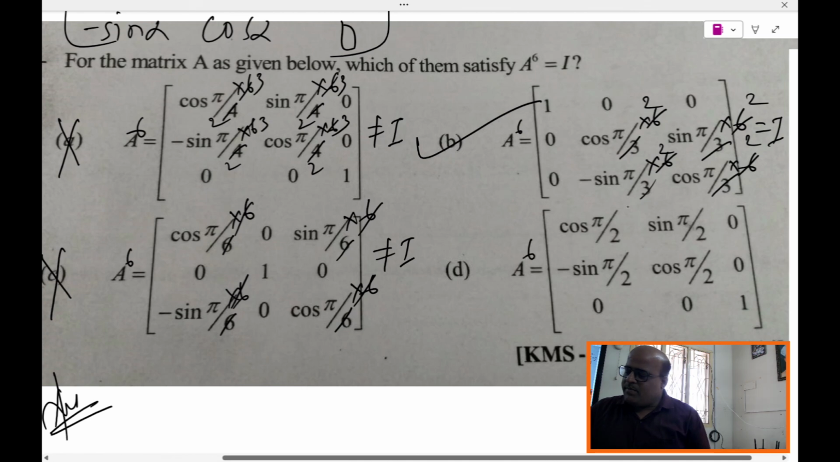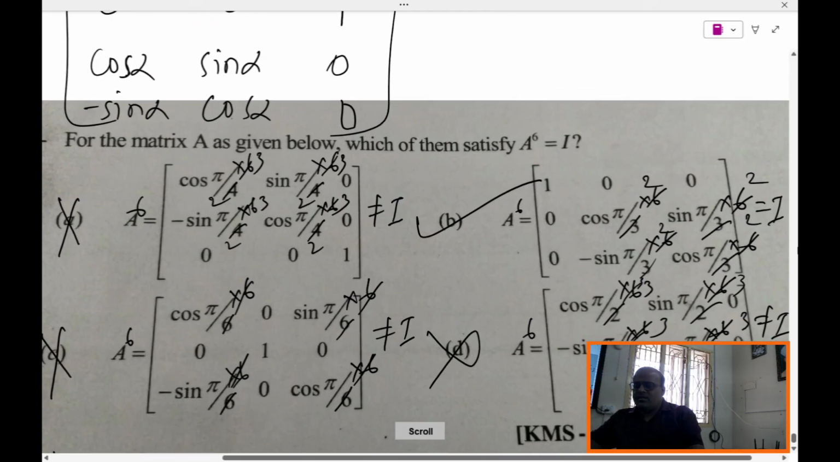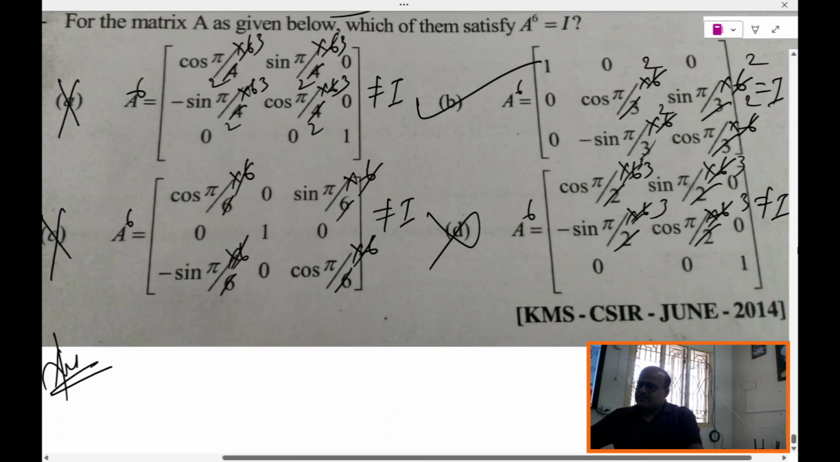Next again A power 6, every place 3 will come, 3 pi, cos 3 pi minus 1. So only one option is correct, that is the second. Okay, you solve like that in the solution place, not in the question place.